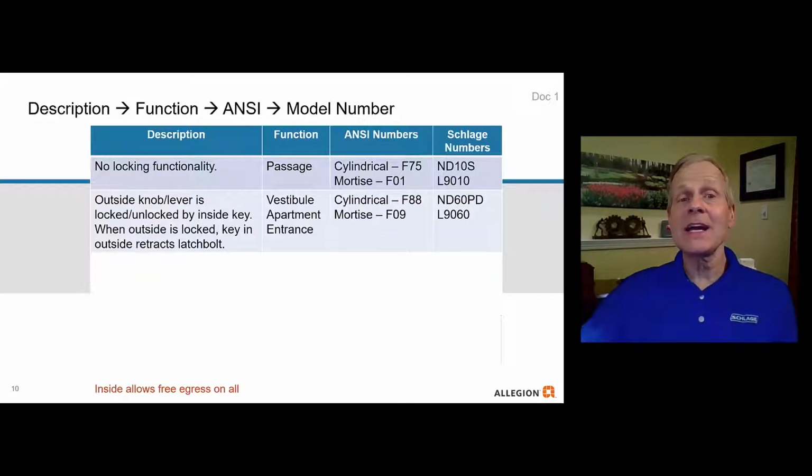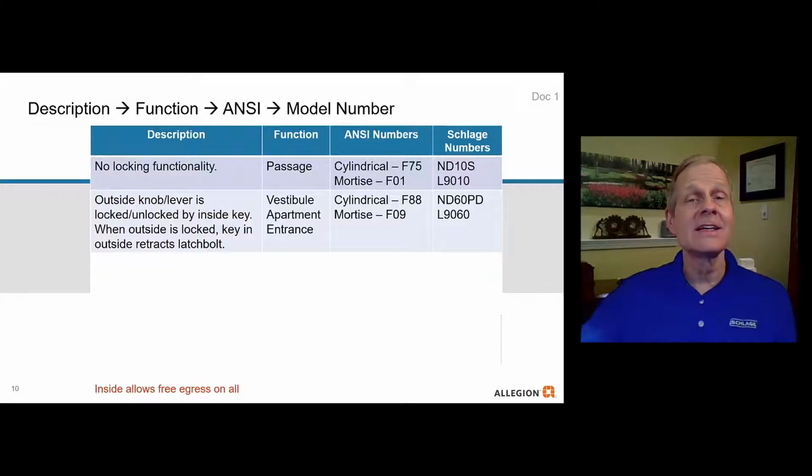Next one is a vestibule or an apartment entrance. This is where the outside knob or lever is locked and unlocked by a key on the inside. Now there's also a key on the outside, so when it is locked using a key on the inside, a key will be required on the outside to momentarily retract the latch. So if you can think of the key on the inside as replacing a push button or a thumb turn. So key on the inside locks and unlocks the outside lever.